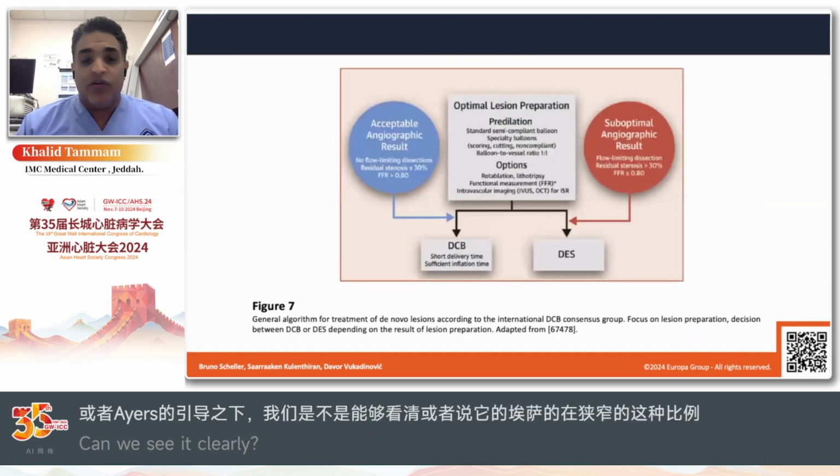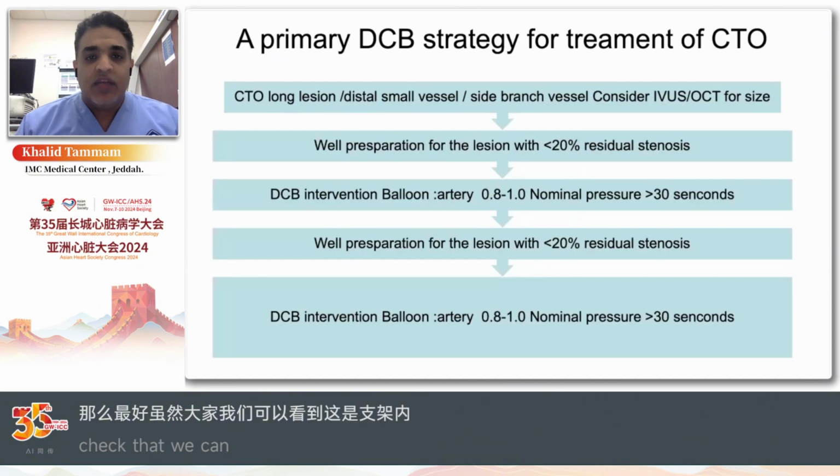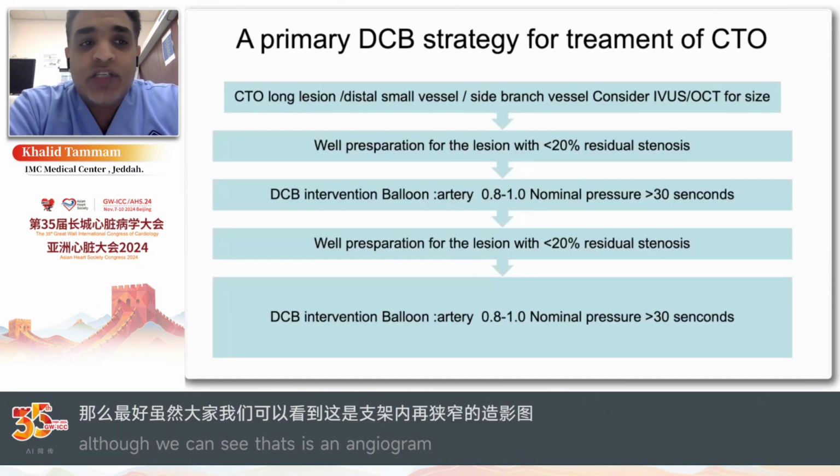What about the CTO? So this was in-stent restenosis, and this is the start, this is the result. But our strategy for CTO.